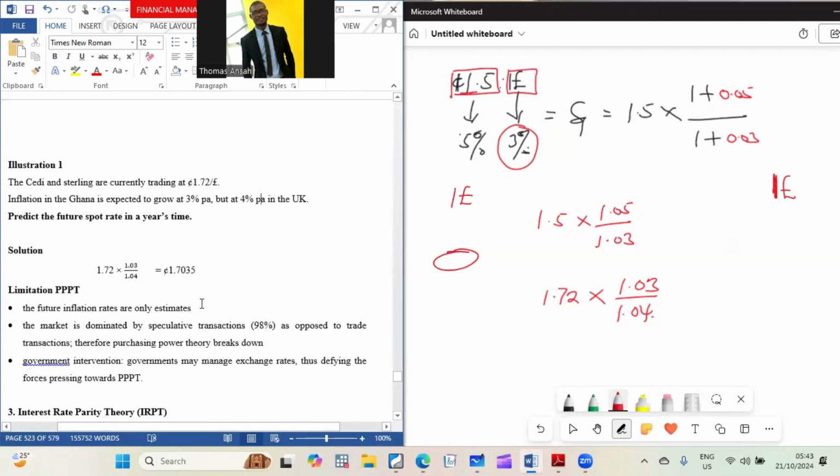Of course, it has some limitations, because future inflations are only estimates. You can't know the inflation; you have to predict it. So take note of that.